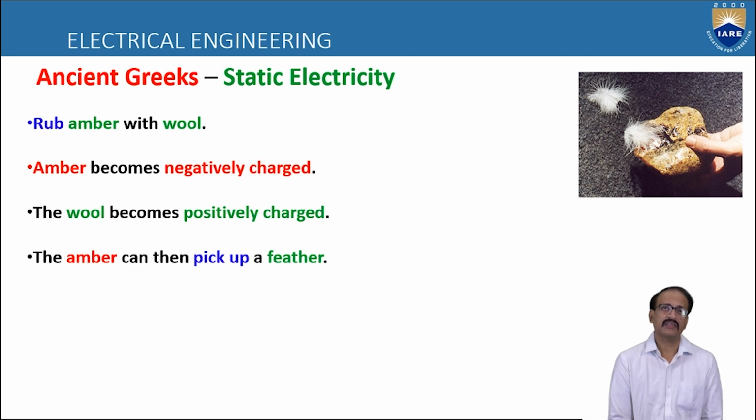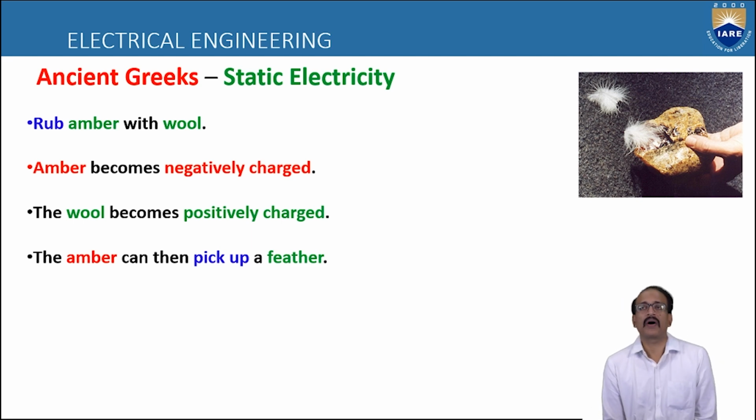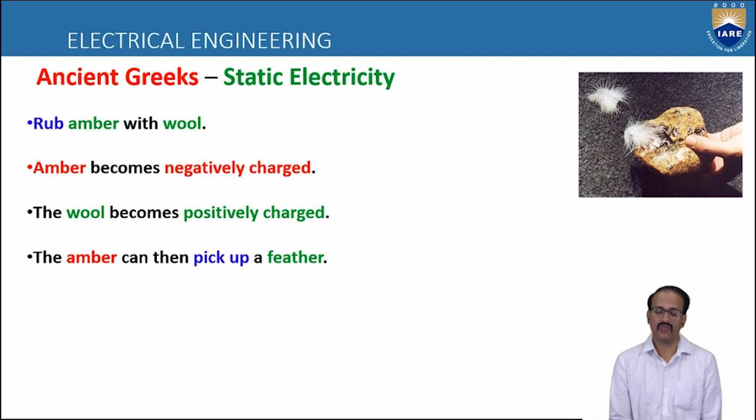but they knew that there are some particles when you rub amber. If amber is rubbed with wool, what happens? The amber becomes negatively charged and the wool becomes positively charged, and the amber attracts some feathers. So you have that knowledge, but you don't know what it actually is. So the early Greeks knew that by rubbing, some exchange is happening and some attraction is happening.